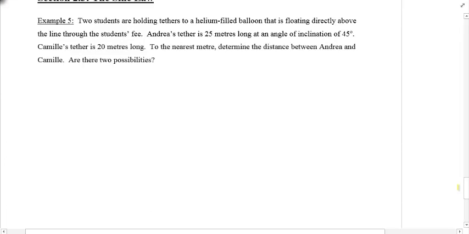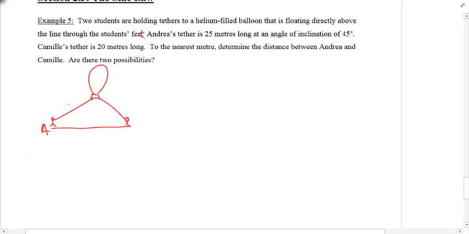Two students are holding tethers, so that's like the string, to a helium-filled balloon. So let me just quickly draw my balloon. Here's my balloon. String, okay, that is floating directly above the line through the students' feet. So what I'm saying is the two students are standing on the ground horizontally like that. Andrea, let's put her over here.